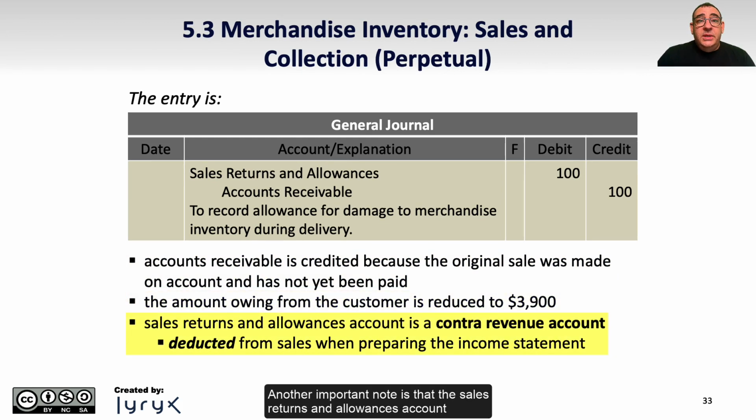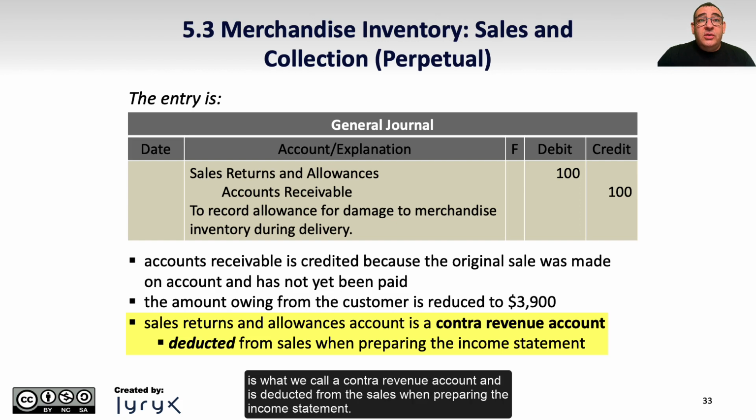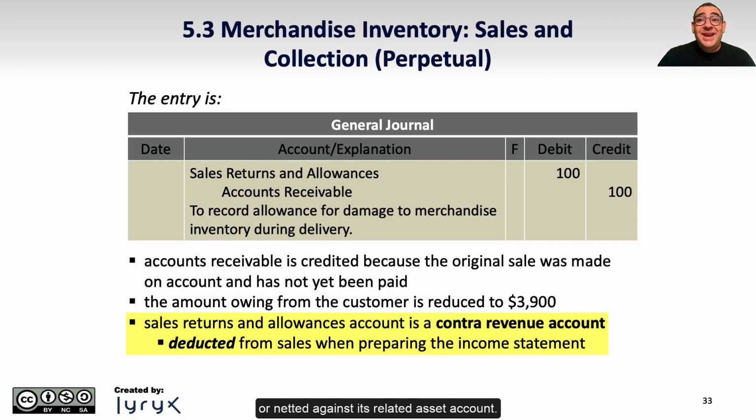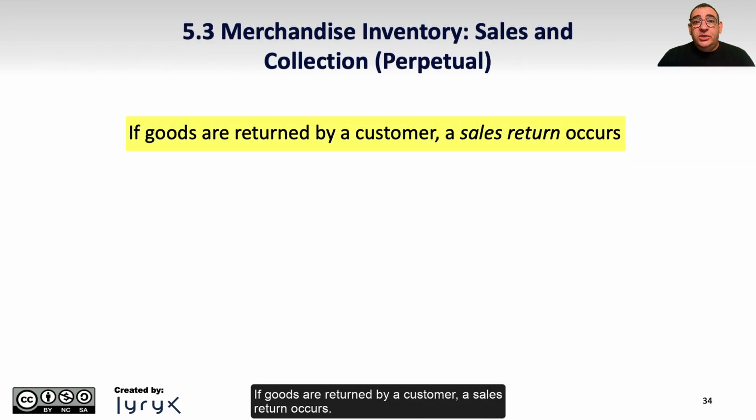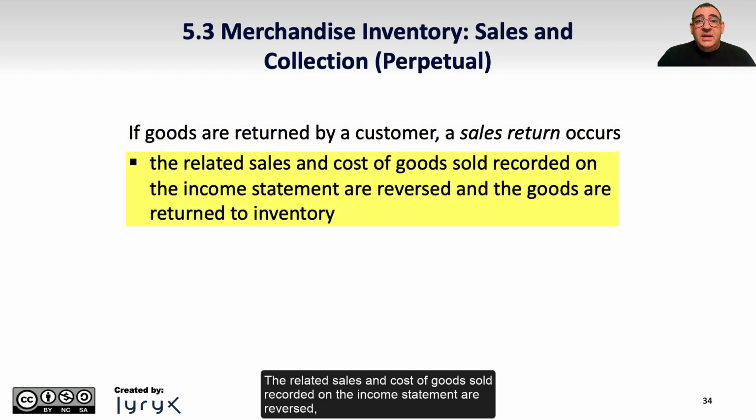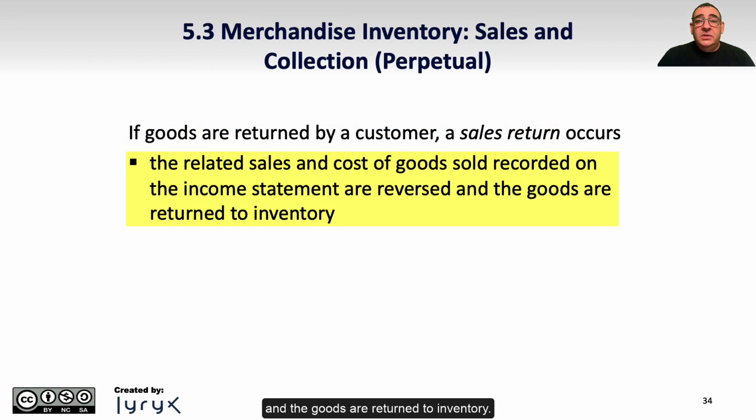Another important note is that the sales returns and allowances account is what we call a contra revenue account and is deducted from the sales when preparing the income statement. This treatment is similar to how the accumulated depreciation contra asset account is deducted or netted against its related asset account. If goods are returned by a customer, a sales return occurs. The related sales and cost of goods sold recorded on the income statement are reversed, and the goods are returned to inventory.